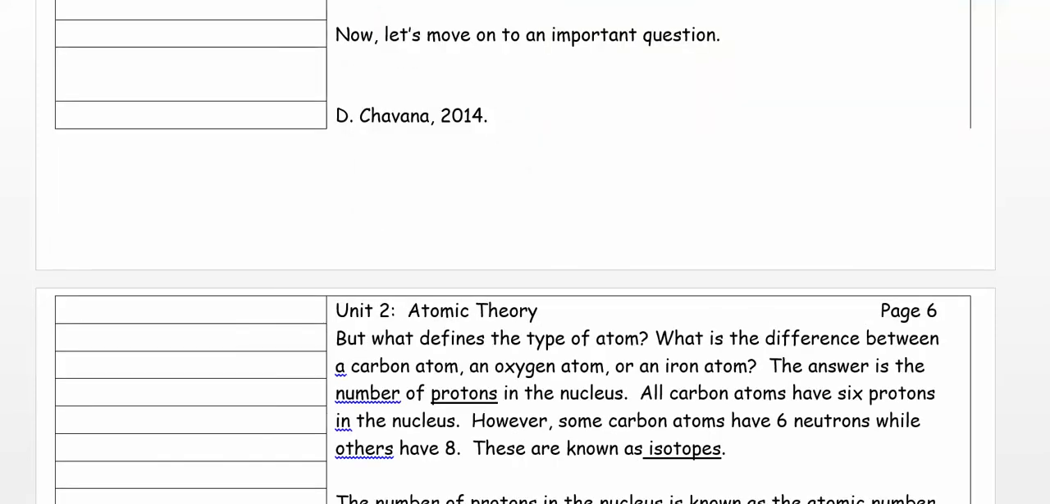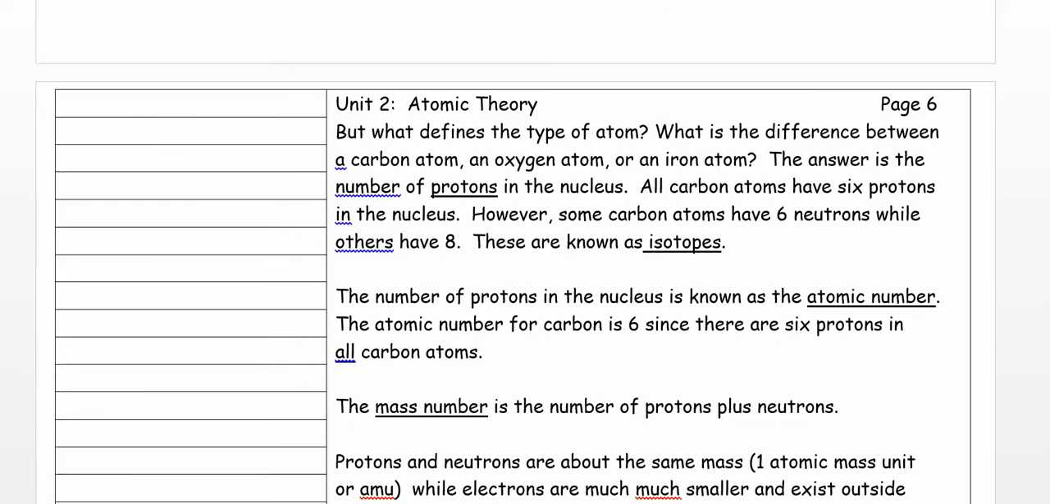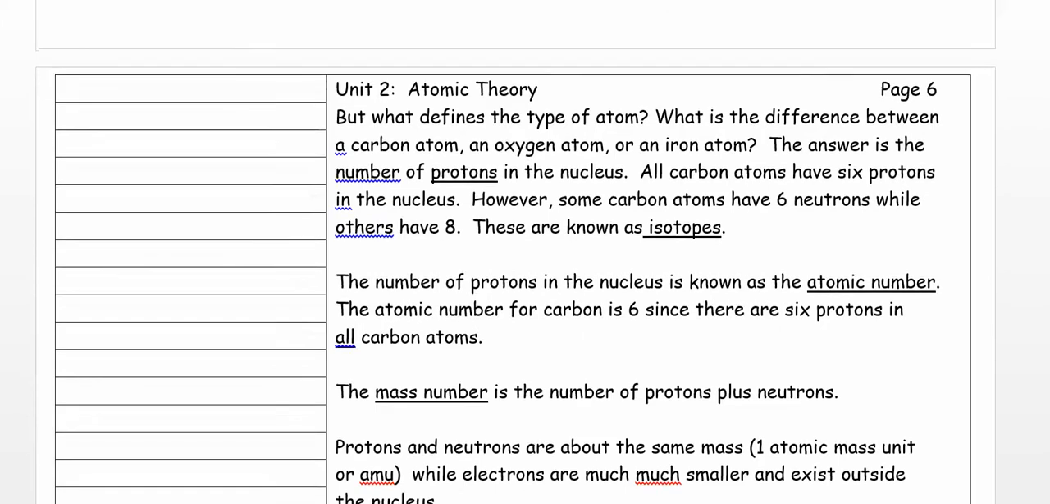So now let's move on to an important question. Here it is. What defines an atom? What is an atom? What's the difference between a carbon atom, say, an oxygen atom, or an atom of iron? The answer is the number of protons. So the number of protons defines the atom. All carbon atoms have 6 protons in the nucleus. However, some carbon atoms have 6 neutrons, while others have 8. These are known as isotopes.